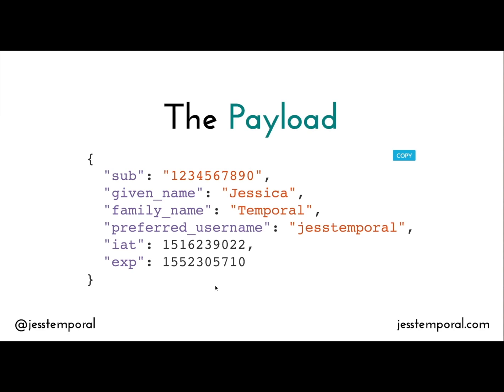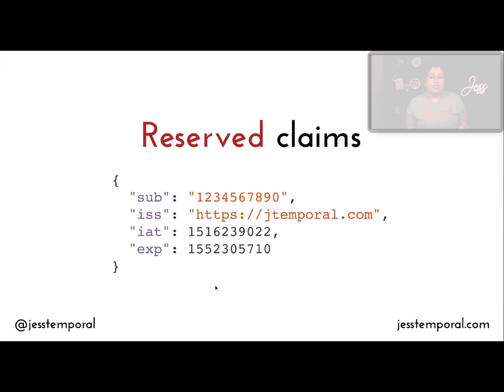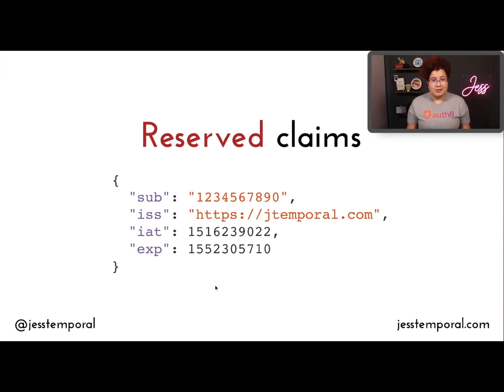And there are three types of claims. The first one is the reserved claims, which come from the JWT specification. There is subject, that usually is the ID of the user. There is issuer, who issued the token. And one important thing about this is the expiry date. One of the steps for validating JWTs is actually checking if the token is expired or not.